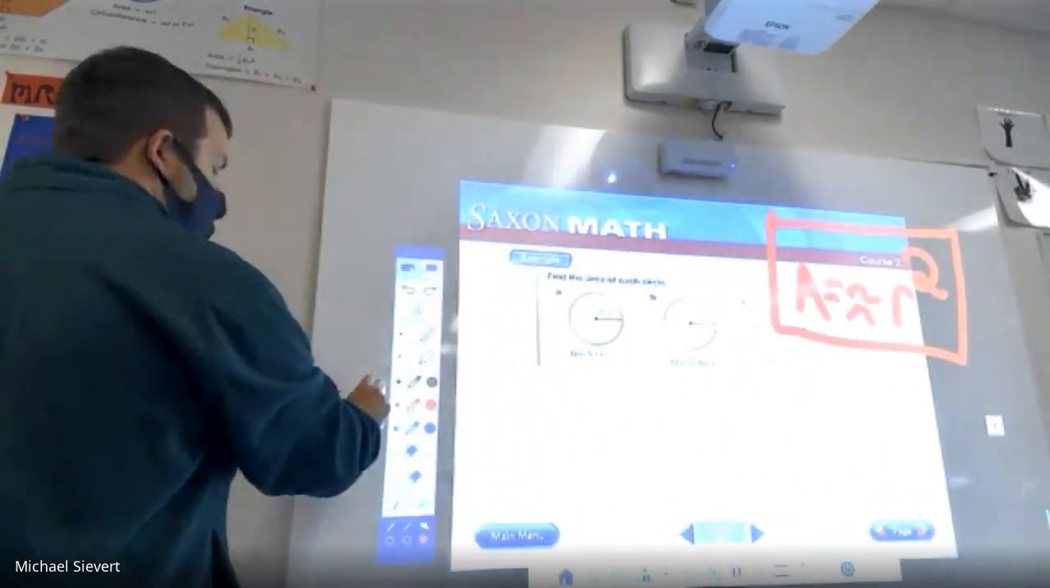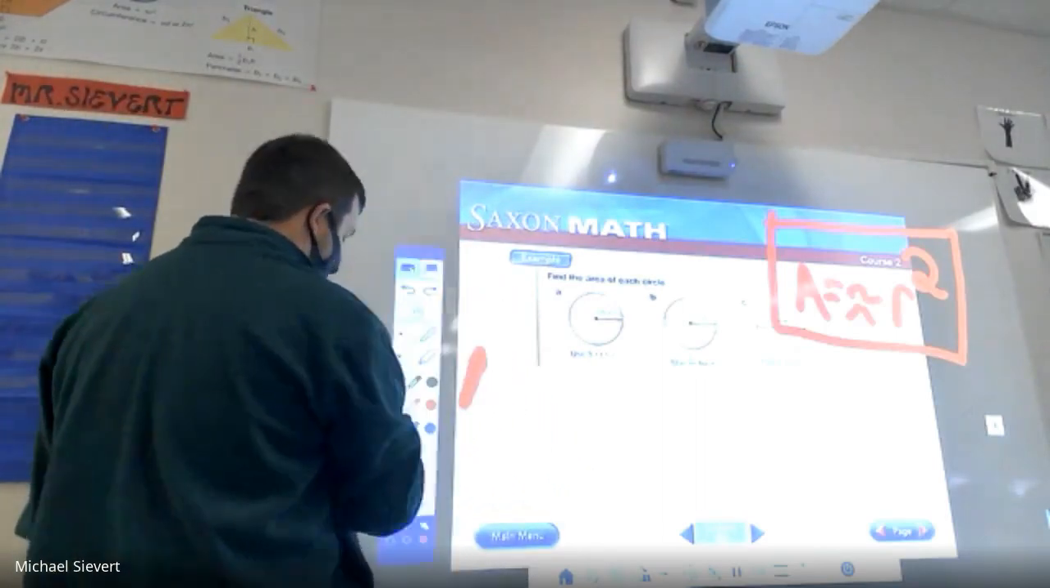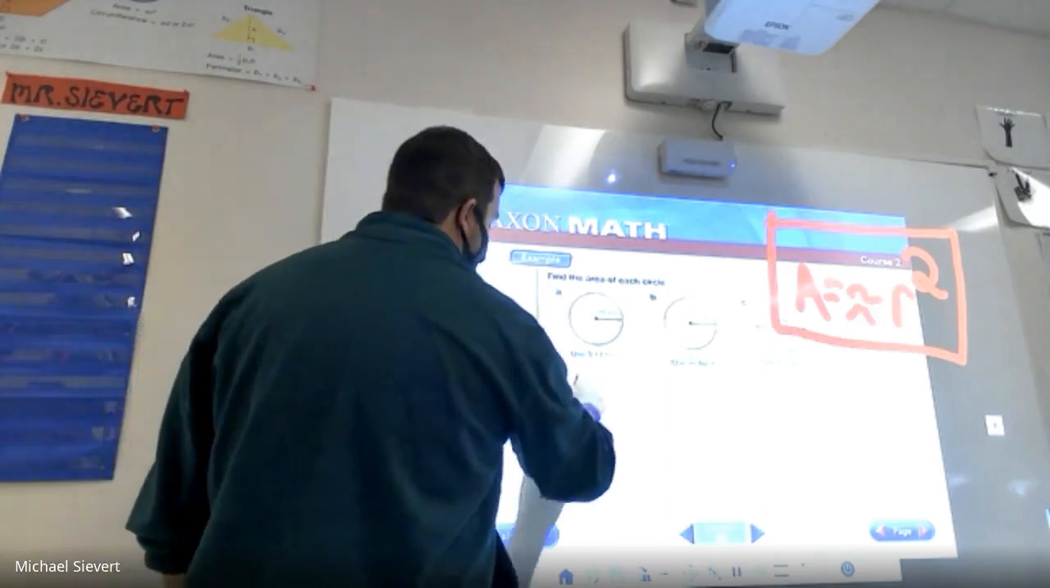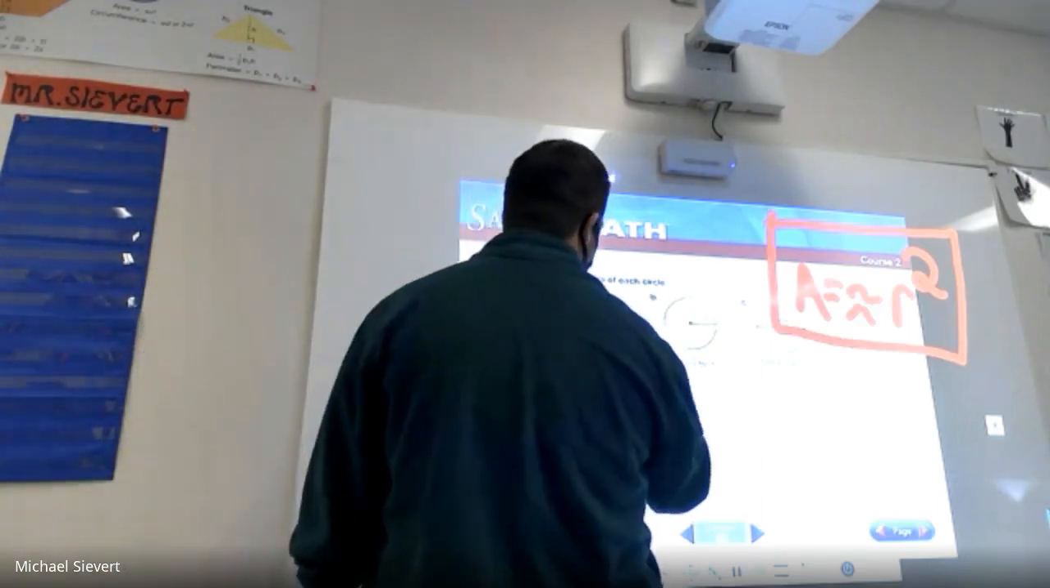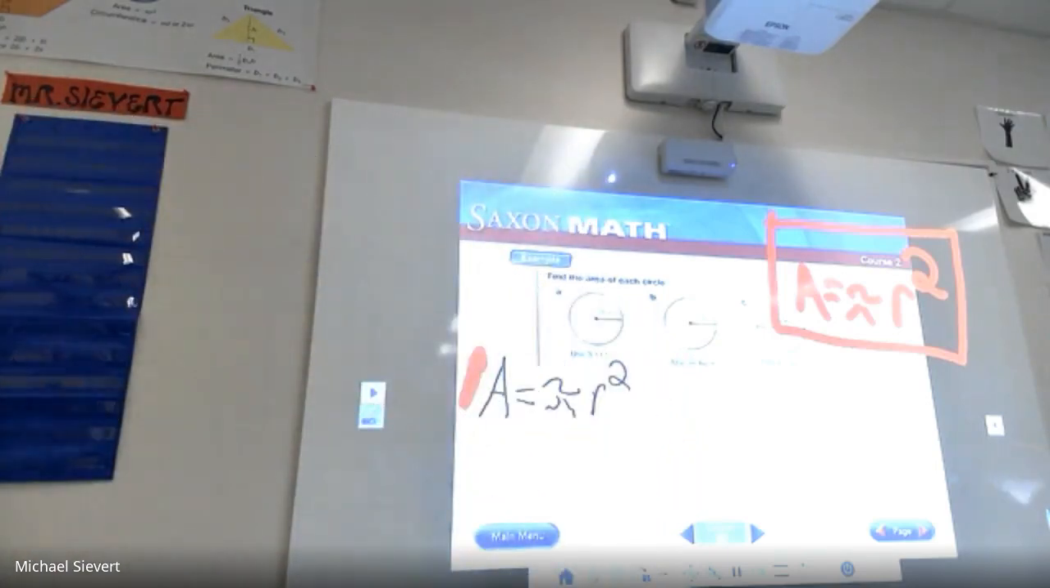Let me write that one more time, not so big, but A equals pi r squared. Area equals pi r squared. Say it with me. Area equals pi r squared. What does R stand for? Radius. I'm hearing it, but I want to see a strong show of hands.